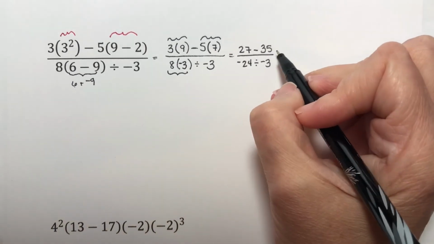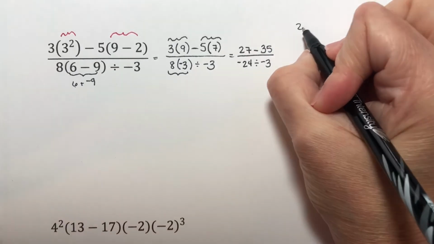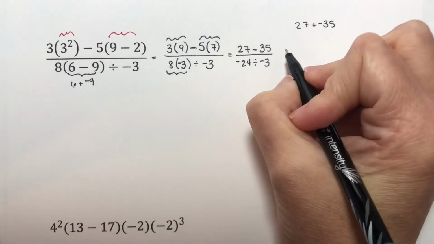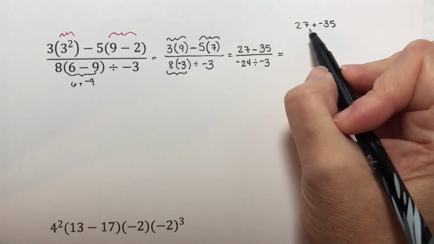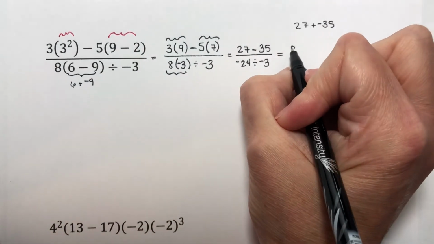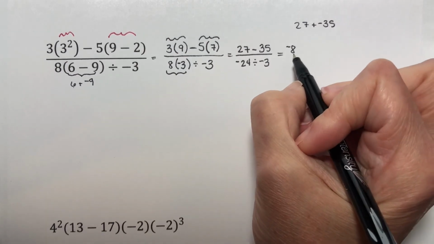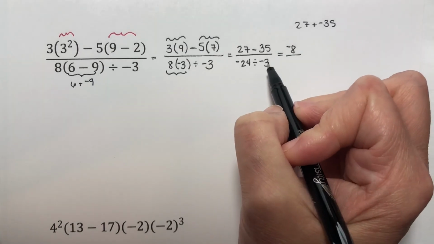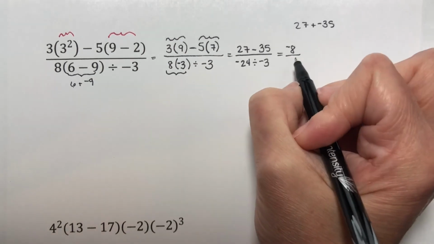Okay, now the only thing I have in the top is a subtraction. So that is 27 plus negative 35. Opposite signs, so we subtract. Negative 35 and 27, so 35 minus 27 is 8. The 35 is larger absolute value, and it was negative, so that's negative. Over. Negative 24 divided by negative 3. They have the same sign, so our answer is positive. 24 divided by 3 is 8.